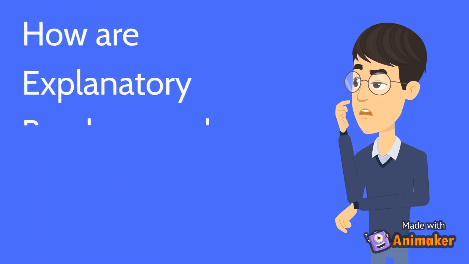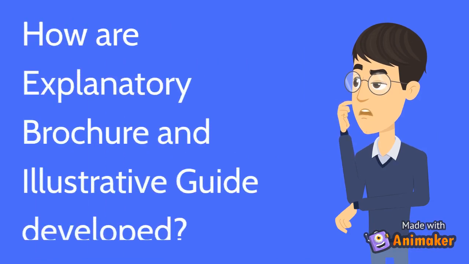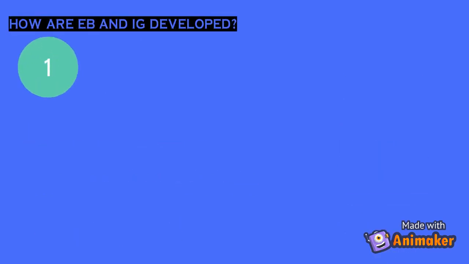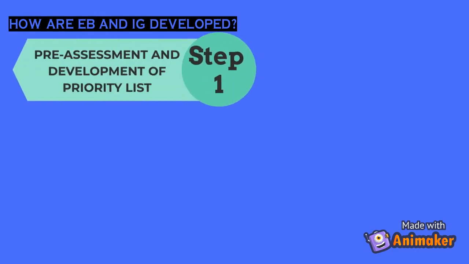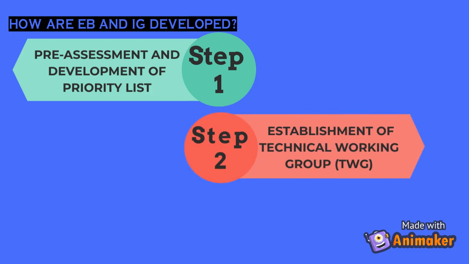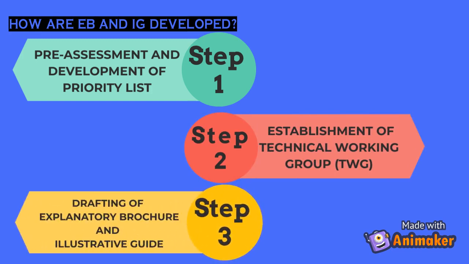How are Explanatory Brochure and Illustrative Guide developed? There are 3 steps in EB and IG development. Step 1, Pre-assessment and development of priority list. Step 2, Establishment of technical working group. Step 3, Drafting of Explanatory Brochure and Illustrative Guide.